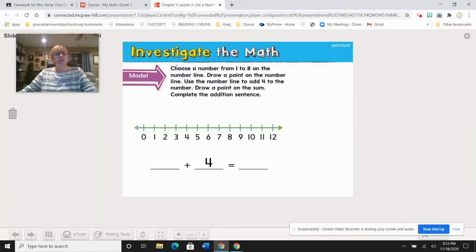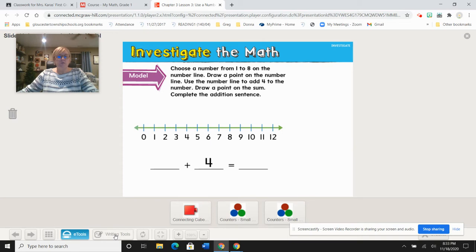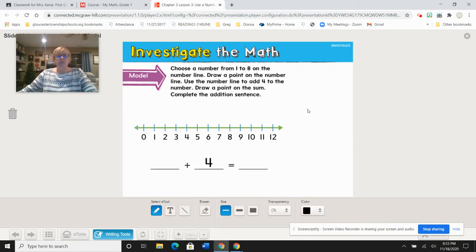All right, it says choose a number from 1 to 8 on the number line. Draw a point on the number line. Use the number line to add 4 to the number. Then draw a point on the sum and complete the addition sentence. Okay, that sounds like a lot to do, but guess what? We'll break it apart and we'll check it, okay? All right, so first, let's do this.